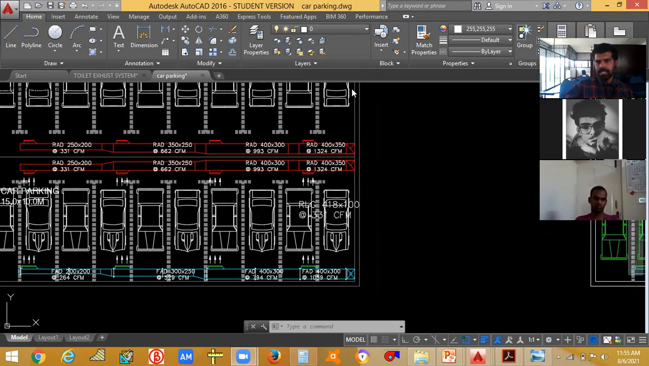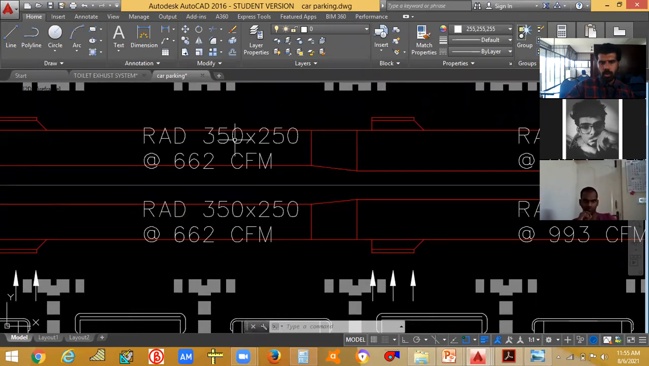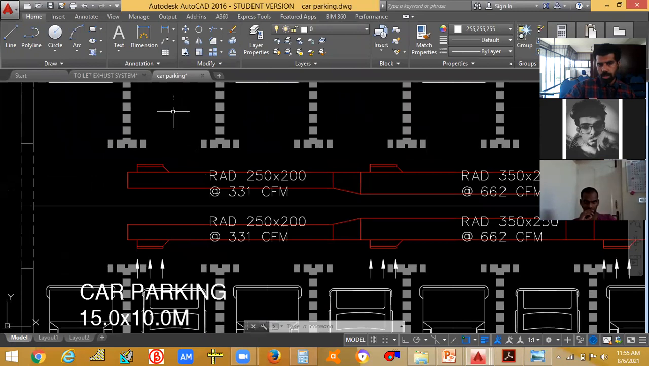Why does this duct size change? Here it was 400 to 300. Now it becomes 350 to 250. Now it becomes 250 to 200. Why does this duct size change? The duct size changes so that the air should pass through this, or air should come to this. That's why we are sizing it.